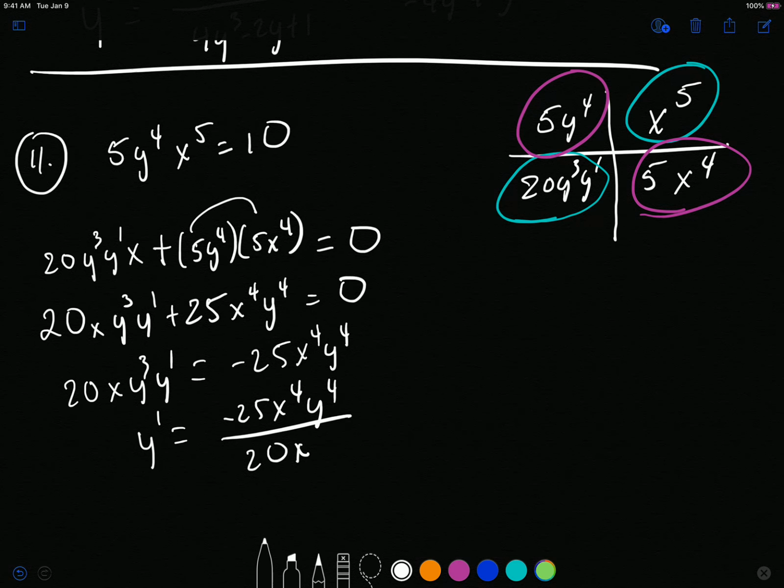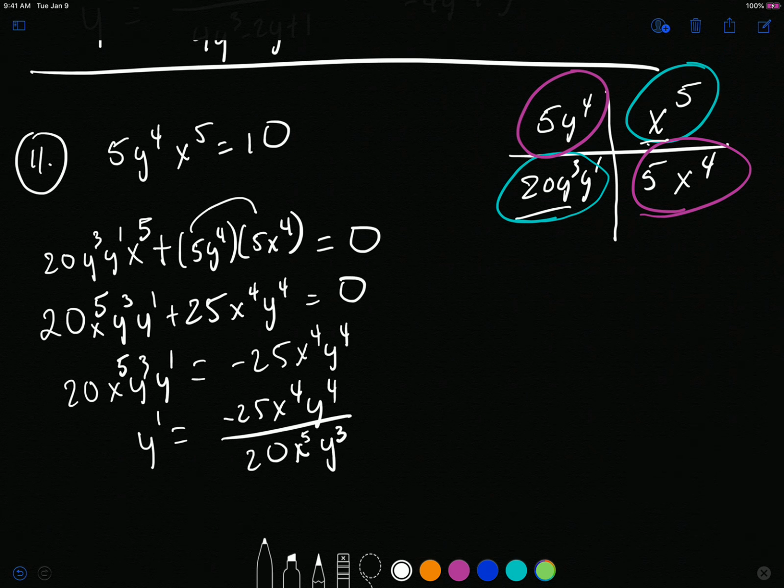My x power seems off. Let's double check. I multiply this times this. This should be x to the fifth power. 20x to the fifth divided by y cubed.